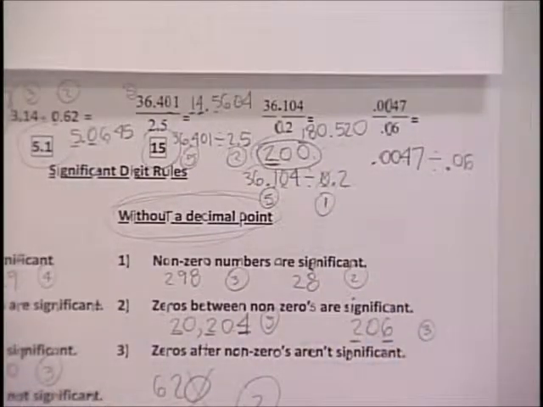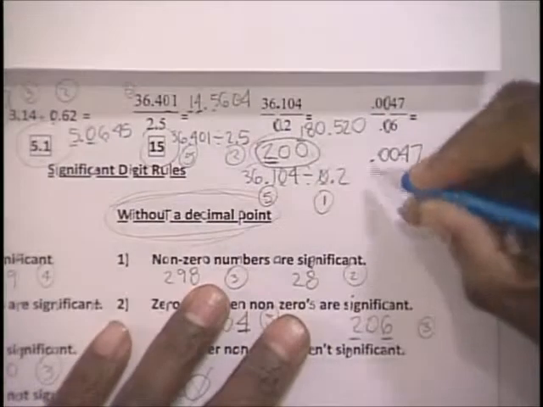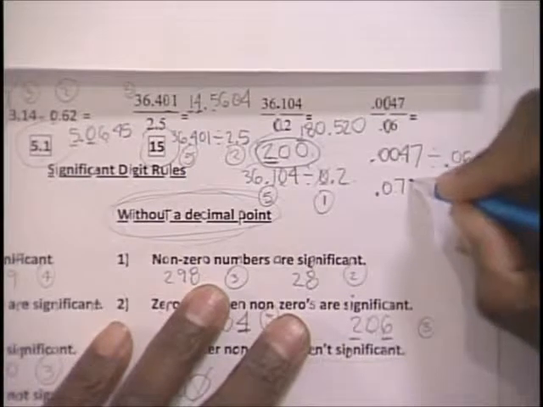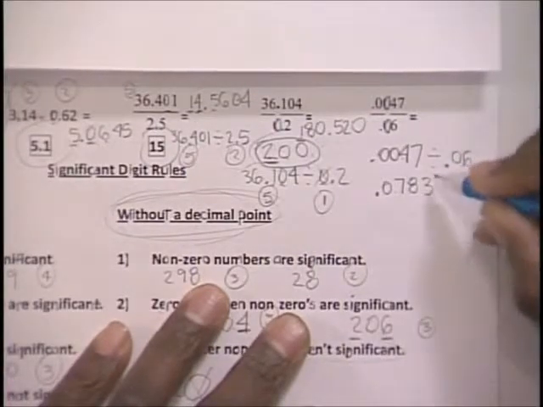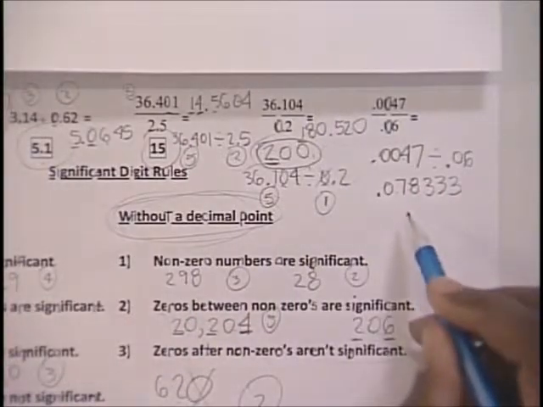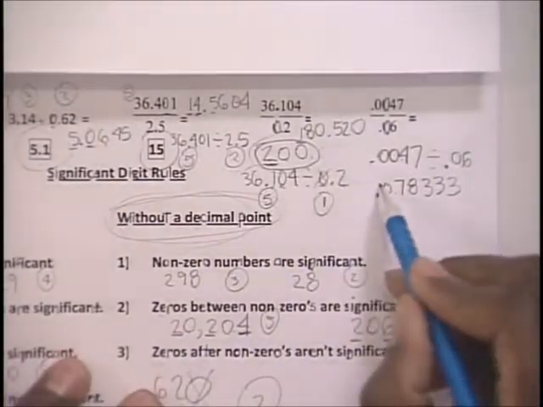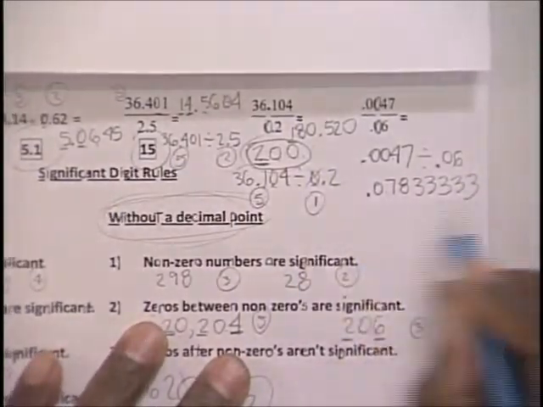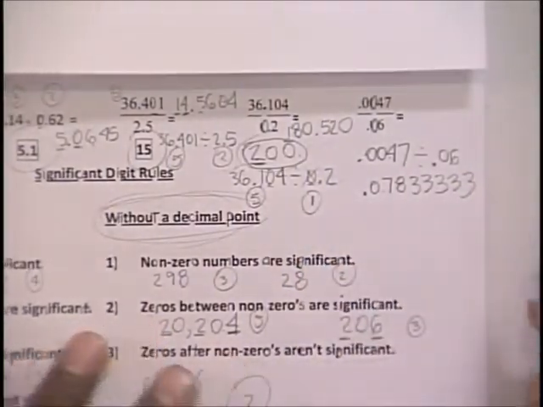We don't have time to do it by hand now. So we have 0.0047 divided by 0.06. We put that in the calculator and you get a very lengthy answer, 0.078333. In fact, it continues. Don't put all of these digits as your final answer on your homework.